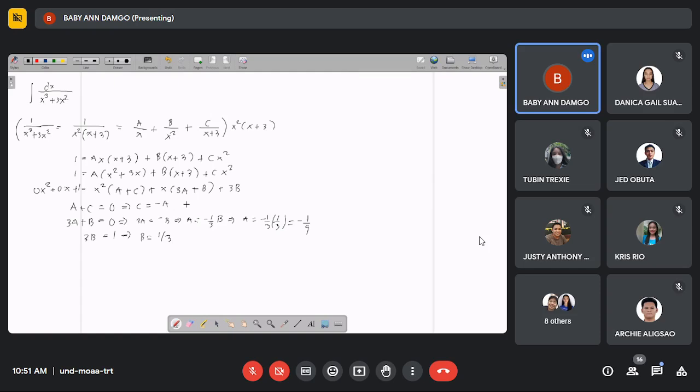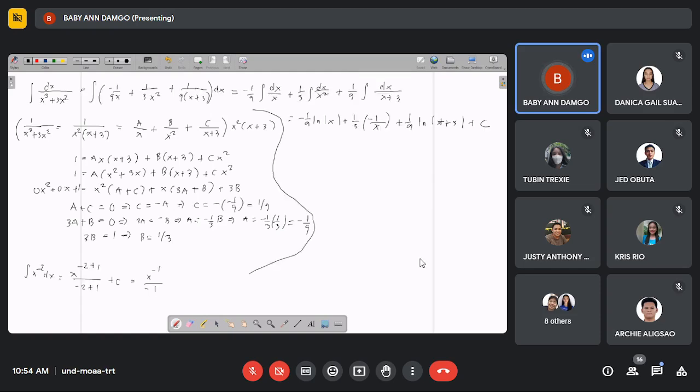So that's why we have the ln absolute value of x plus 3. So simplify, this is negative 1 over 9 ln absolute value of x minus 1 over 3x plus 1 over 9 ln absolute value of x plus 3 plus c. So this is the final answer.